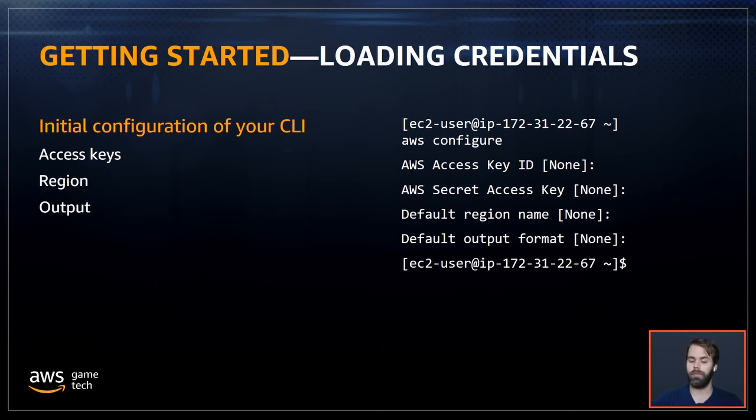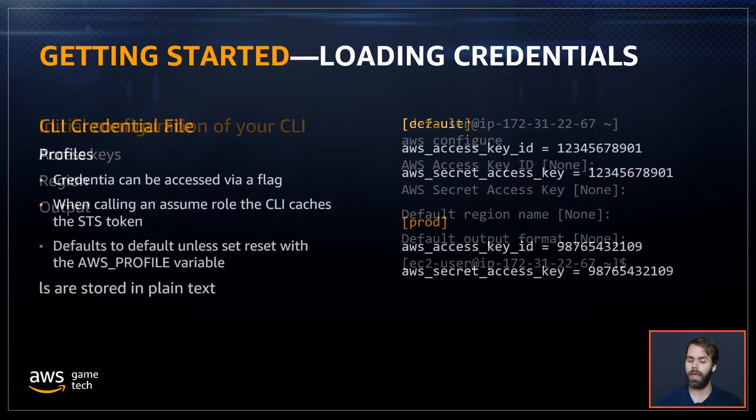We're then going to need to have a region in which we're going to be operating, as well as a default output format. In this case, you can see I ran the AWS configure, which allows me to set up my CLI to be utilizing my access keys to make calls into AWS. And we'll show you what that looks like in a second.